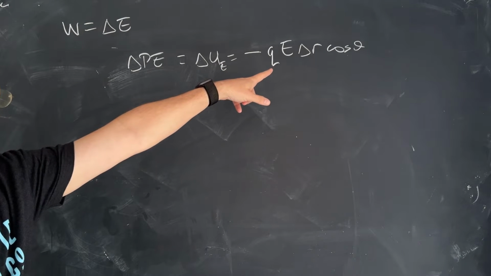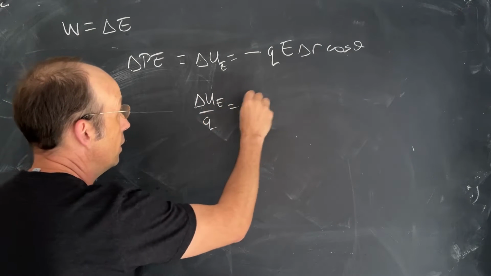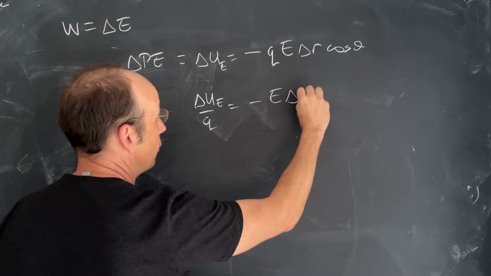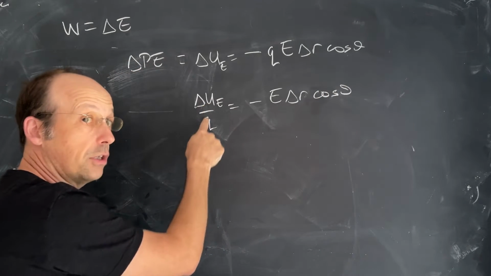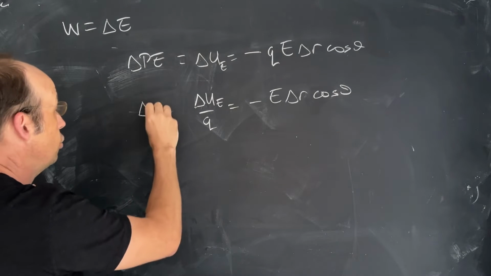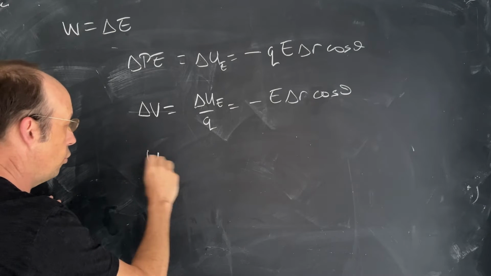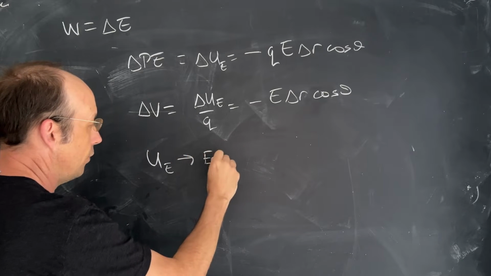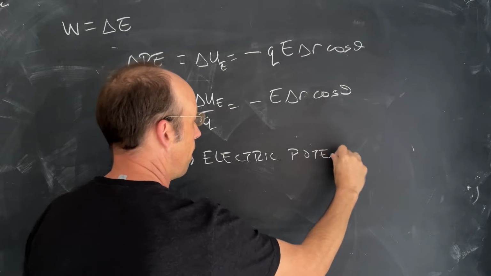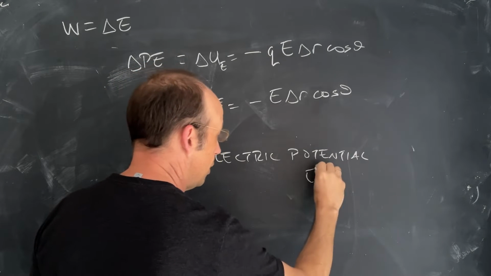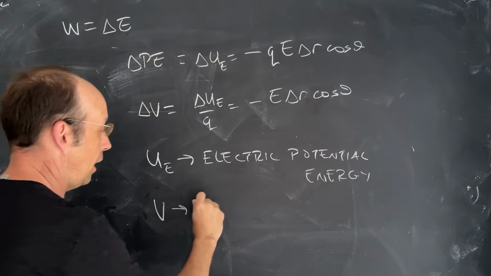Now I can take this equation and divide both sides by Q, and I get delta U_E over Q is going to be negative E delta R cosine theta. And this is the potential energy per unit charge, and we call this the change in potential V. So we have two things. I'm going to write this out. U_E is electric potential energy. V is the electric potential.